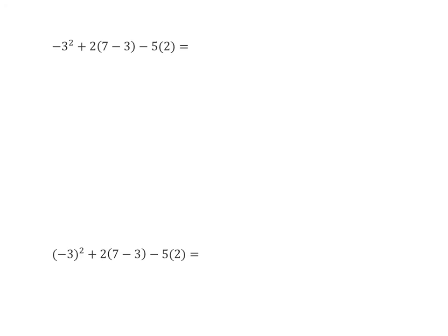Okay, we've got exponents and brackets, or parentheses. Let's look at the parentheses first. It's negative 3 squared plus 2 times, inside the parentheses, 7 minus 3 is 4, minus 5 times 2. Of course, you don't have to do it in this many drawn out steps, but I'm just going through carefully with the order of operations.